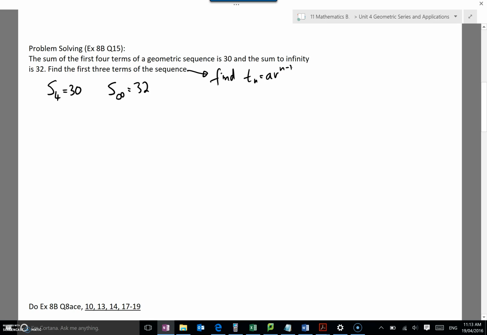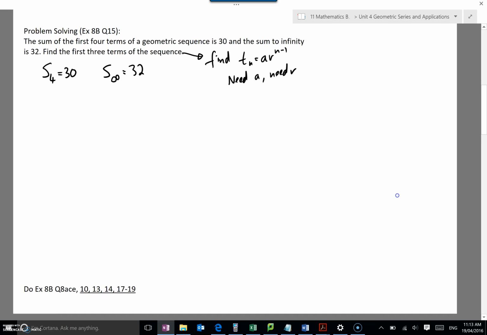Okay, you'll need to use this formula, which means we need A and we need R. If we're ever asked to find the first 3 terms, or the 70th term, we need to know what A is and what R is to be able to generate those terms. So I've got to somehow find A and R just using that information. So I'll have a go.